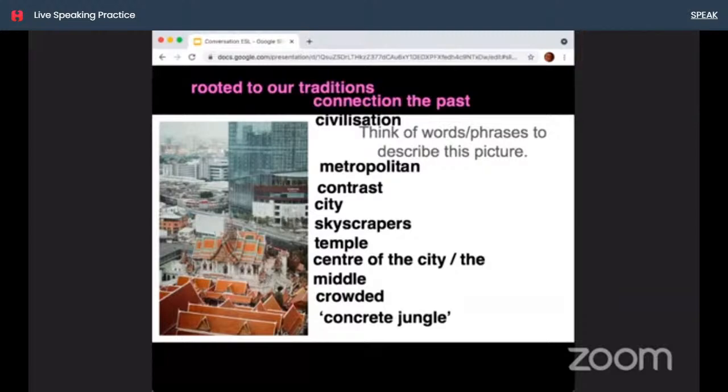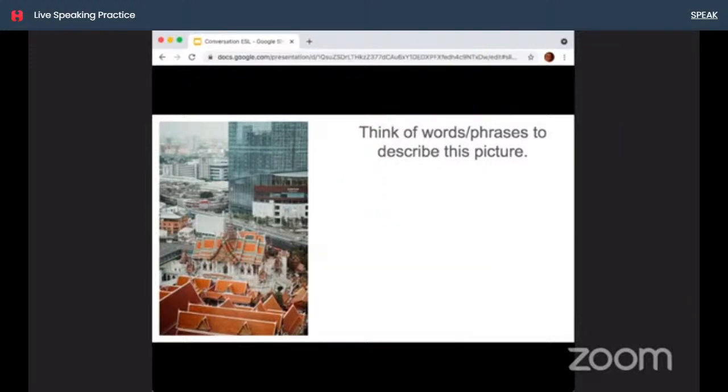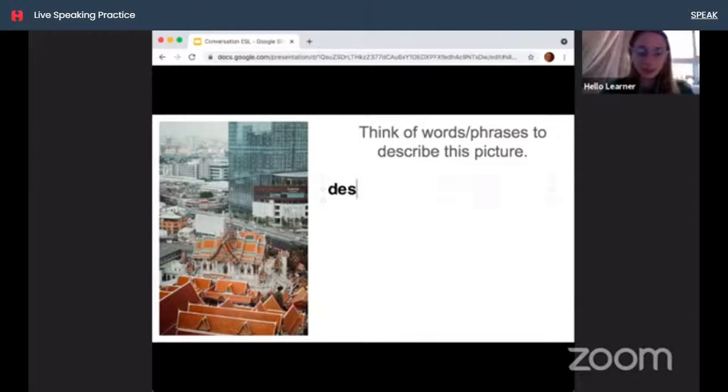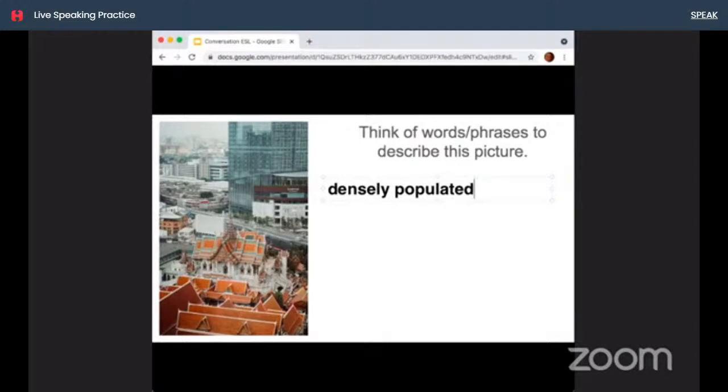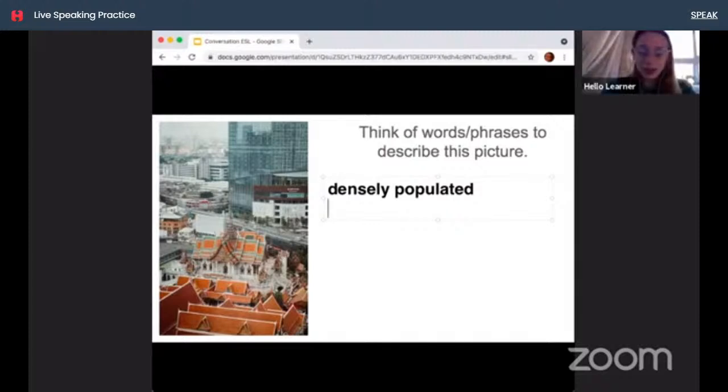I have a new idiom: a rotten apple injures its companions. Ma'am, I have two words for this picture. One is densely populated. Yeah, excellent. And the other is high-rise building. Yeah, so excellent. Densely populated, high rise. So you can say high rise.